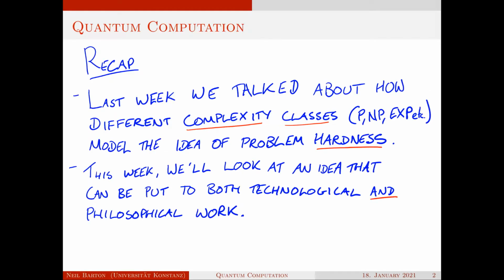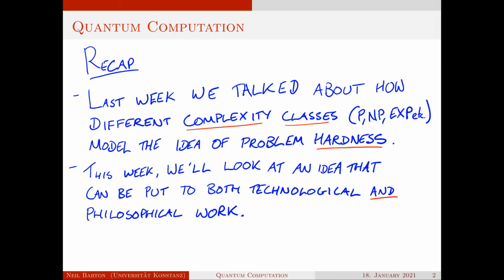So last week we talked about how there were these different complexity classes for different time and space constraints and different models of computation. So we looked a bit at P, NP, and EXP. And these model the idea of a problem's hardness, if it's in one of these complexity classes, or the cost required to solve the problem. How much space or time do you need to solve the problem?